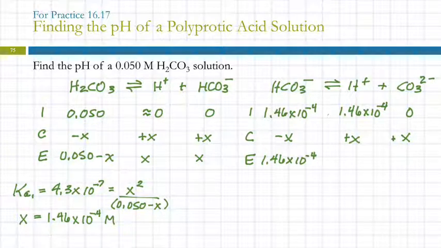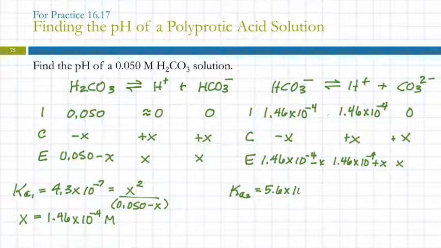So then we get 1.46 times 10 to the minus 4. So at equilibrium, we have 1.46 times 10 to the minus 4 minus X. And our hydrogen ion is 1.46 times 10 to the minus 4 plus X, and carbonate is just X. Our Ka2 is 5.6 times 10 to the minus 11, which is significantly smaller. And we plug all this in here.